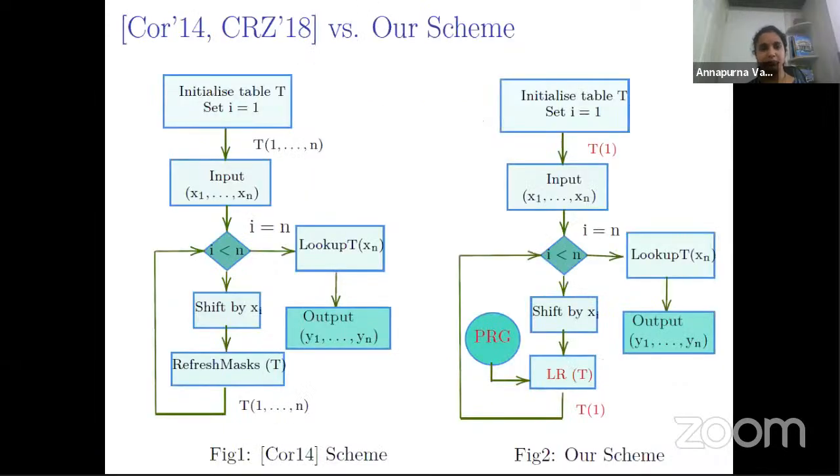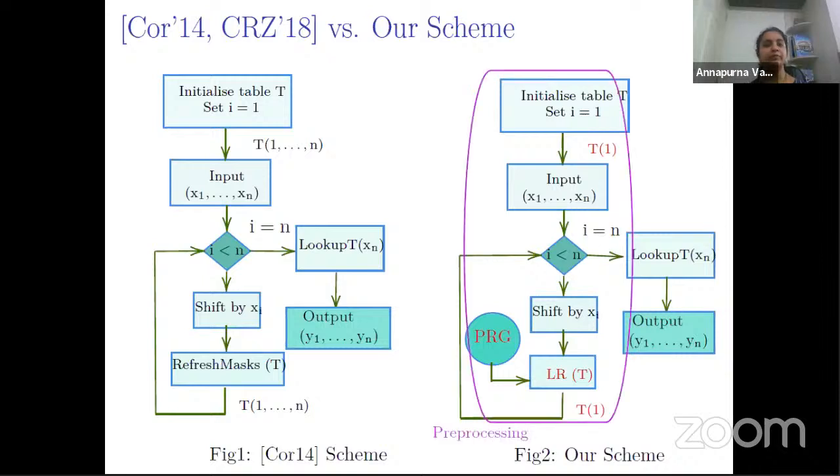And if I compare the Eurocrypt scheme versus ours, you can clearly see that we have only one column in the lookup table, whereas the other scheme has n columns. And the PRG will generate the random mask required for this. We also have additional advantages using LR, not only the locality of the circuit. You can look for the full version of our paper to find out the additional advantages.